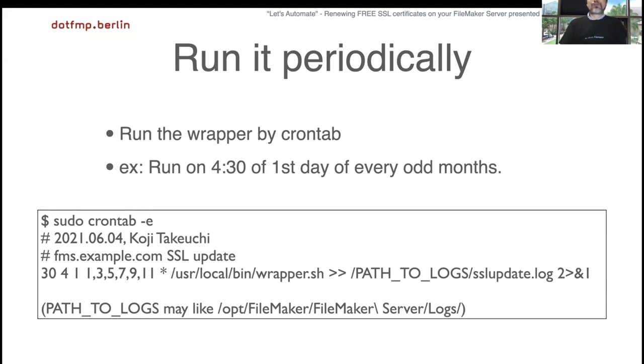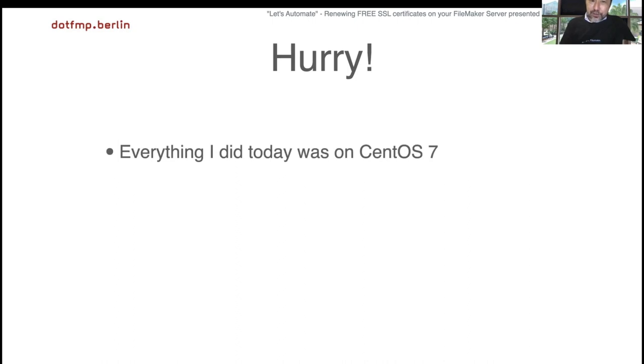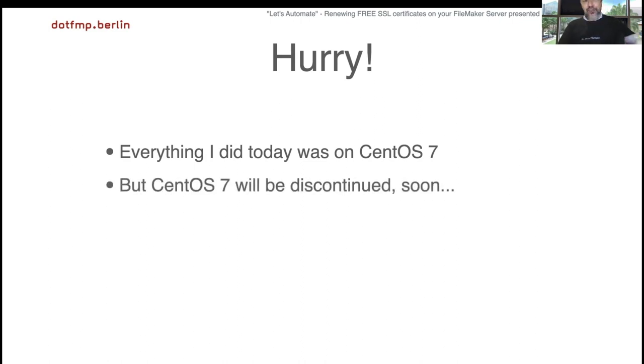So, by the way, you have to hurry to try this, because everything I did today was on CentOS 7, and FileMaker Server version 19.2.1 is the last version which runs on CentOS. So sorry, we have to move everything to Ubuntu Linux for future versions.